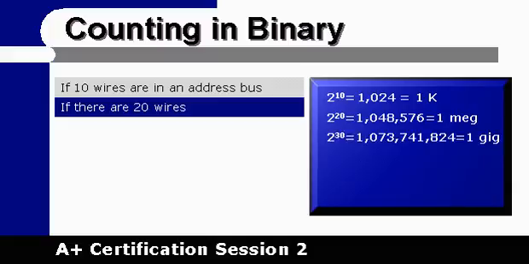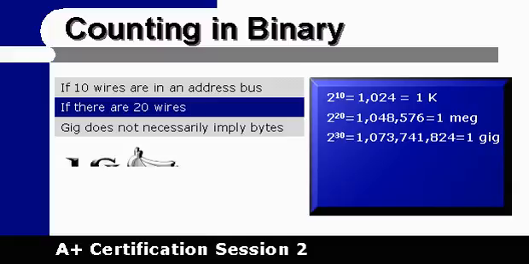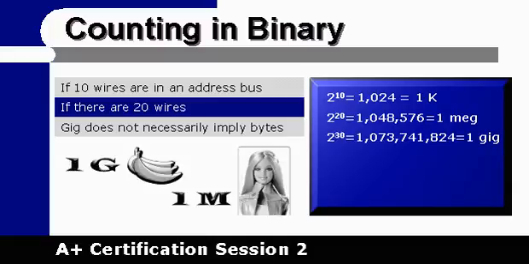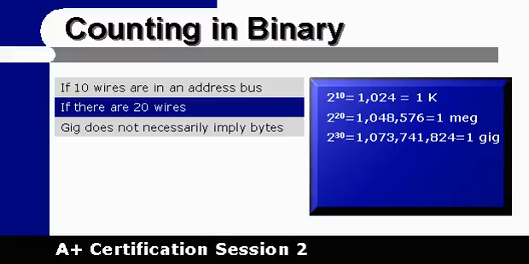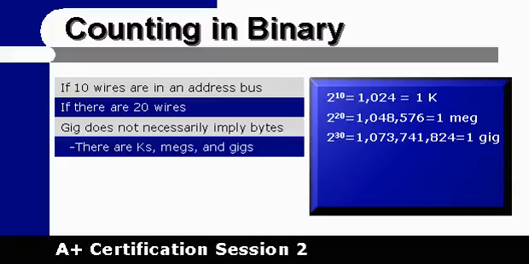2 to the 30th power, take a look at that number for a minute. 1,073,741,824. That is a gig. Now be careful here. Do you notice that I don't say the word byte? I could have a gig of bananas. I could have a meg of Barbie dolls. It doesn't matter. These are just quantities. So make sure we understand we have Ks, megs, and gigs.